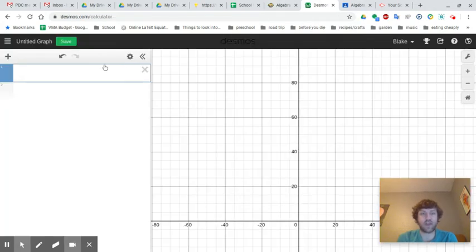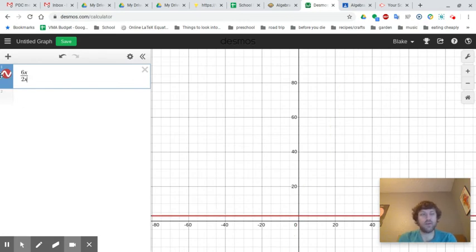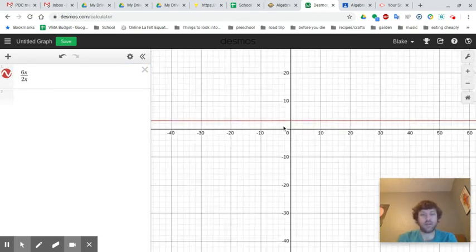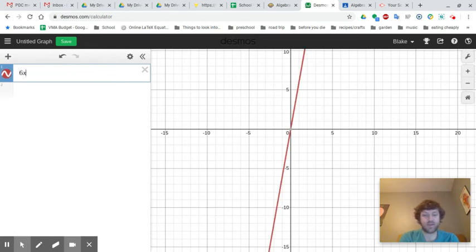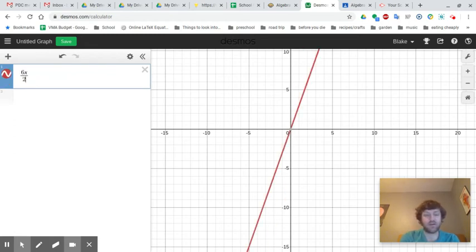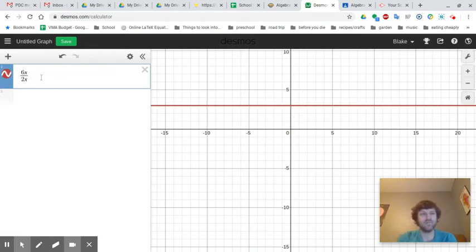So 6x divided by 2x. Now you'll notice the system automatically converted this into a fraction when I typed it in, because the way I typed it in was to type 6x, and then I used the backslash, which is down near your shift button. It's on the same button as the question mark. That's what I used to make division. So when I hit that, it immediately turned it into a fraction, which is very helpful.